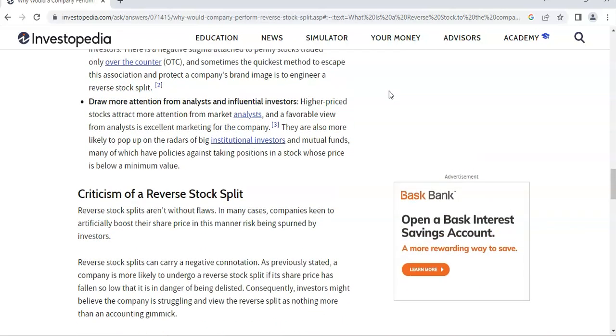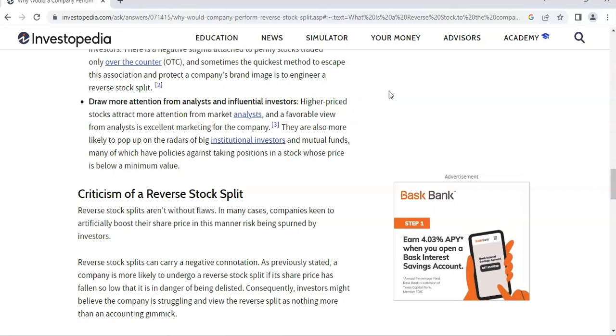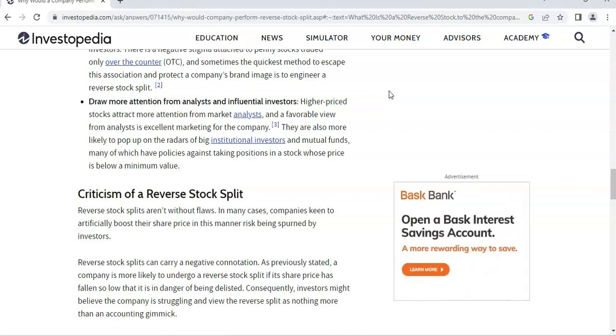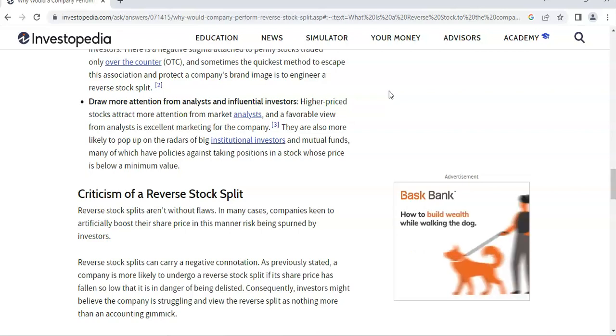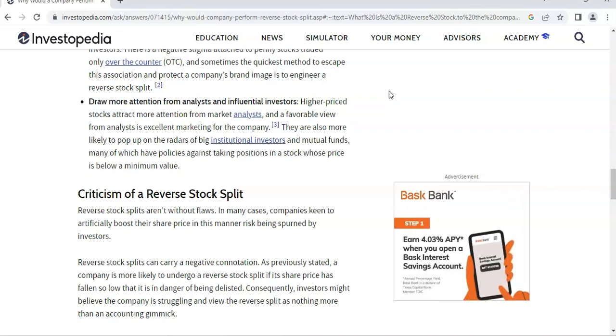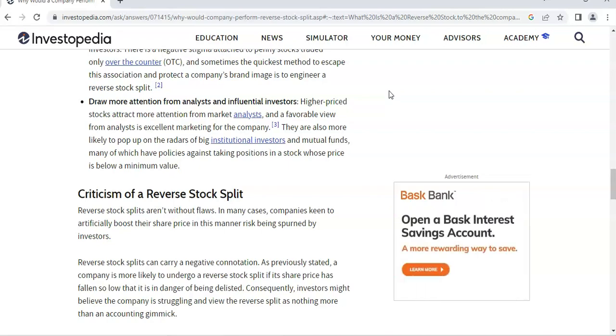The criticism of a reverse stock split. Reverse stock splits aren't without flaws. In many cases, companies keen to artificially boost their price in this manner risk being spurned by investors. Reverse stock splits can carry a negative connotation. As previously stated, a company is more likely to undergo a reverse split if its share price has fallen so low that it's in danger of being delisted. Consequently, investors might believe that the company is struggling and view the reverse split as nothing more than an accounting gimmick.